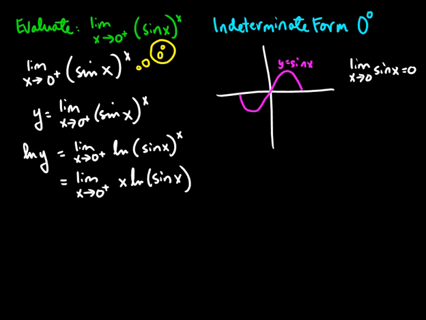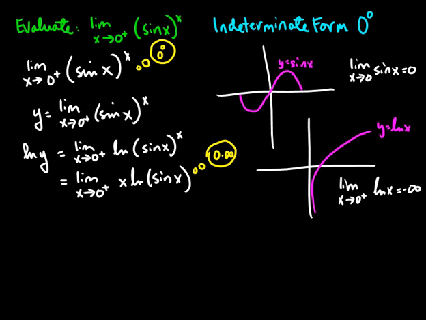Now if we were to plug in 0 into that, sine of x is approaching 0. We've already demonstrated that above. But since sine of x is approaching 0, the natural log as sine of x approaches 0 is actually going to negative infinity. And so what we end up with here is 0 times infinity. Actually, it's 0 times negative infinity.